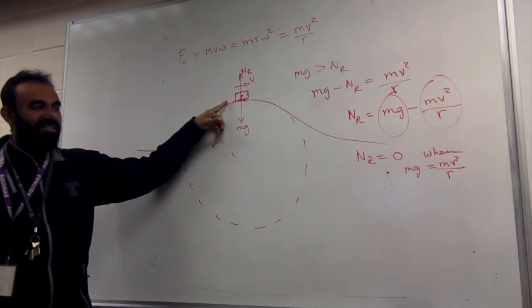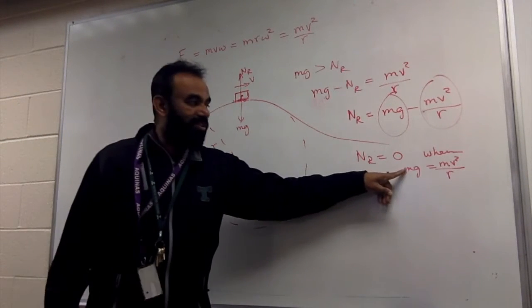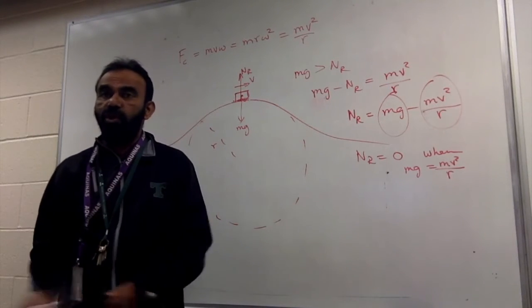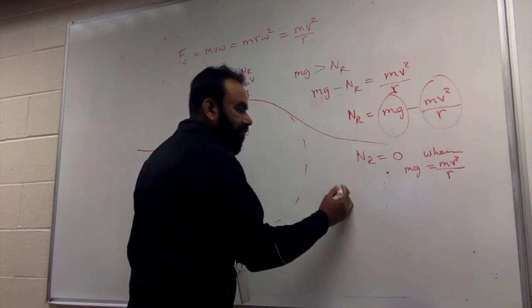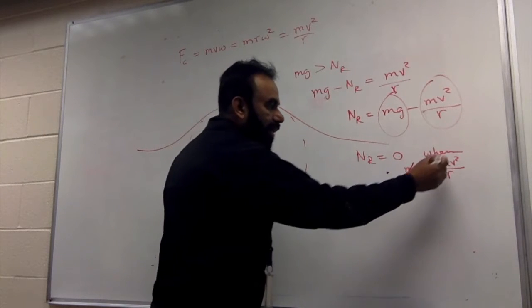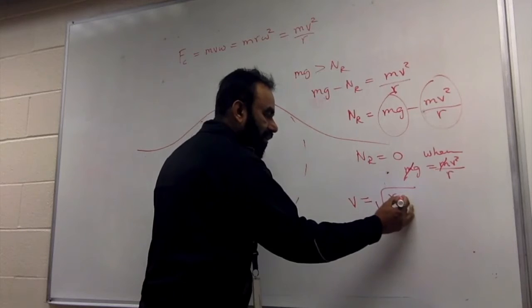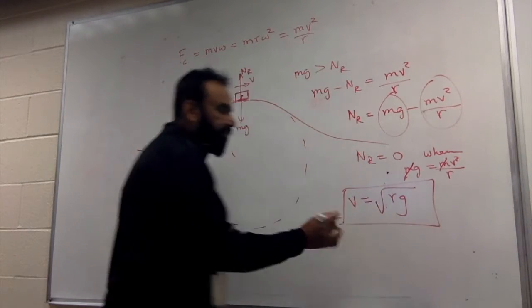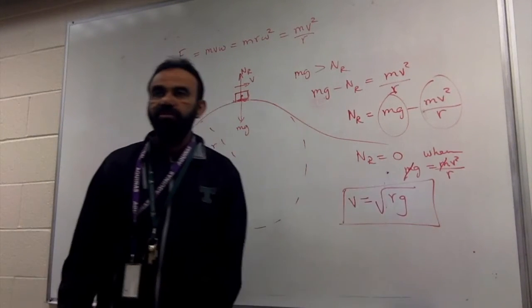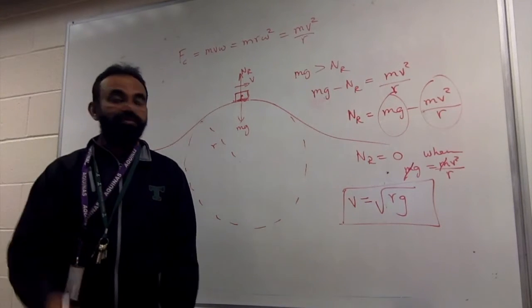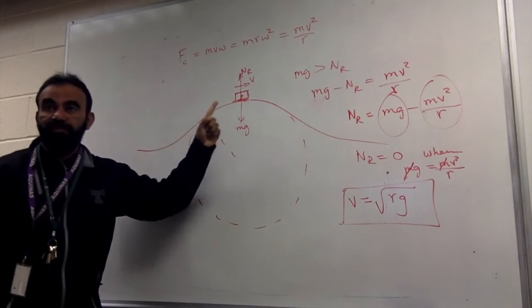All right, so that is if NR is equal to 0. At what condition are you going to be taken off the road? Equate these two. If we equate these two, m cancels, so v is equal to the square root of rg. You cancel off the m's, so it doesn't matter what car you're driving. It is a speed that takes you off.